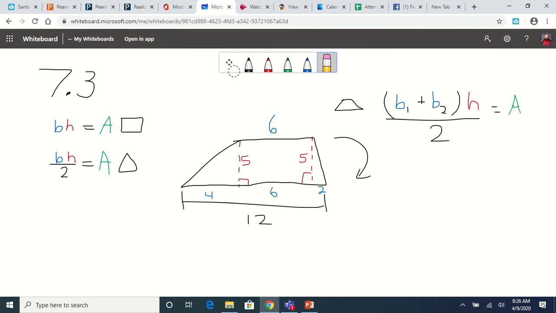So the question becomes, Mr. Hearn, which one's B1 and B2? Well, this is B1 and this is B2. So now, where's my height? My height is 5. So now I can solve. Bring all your information over and put it in the formula.